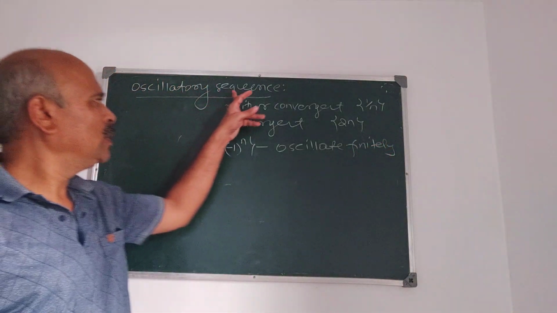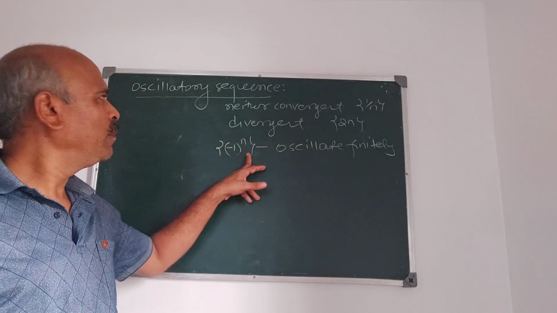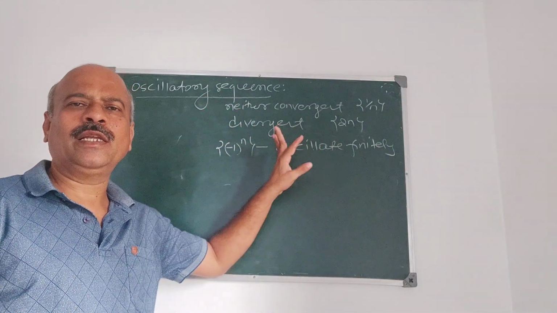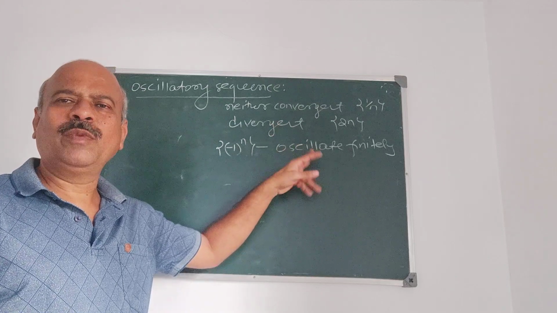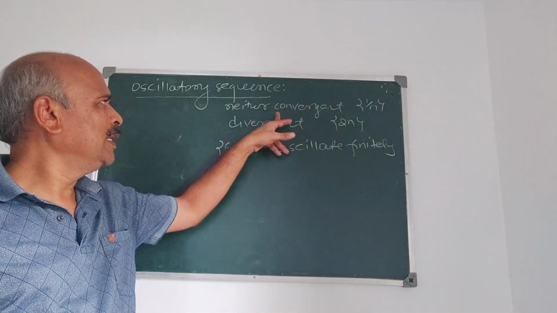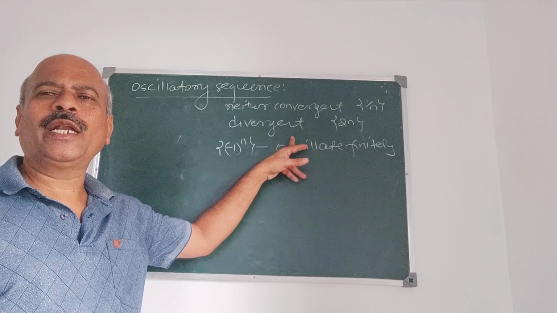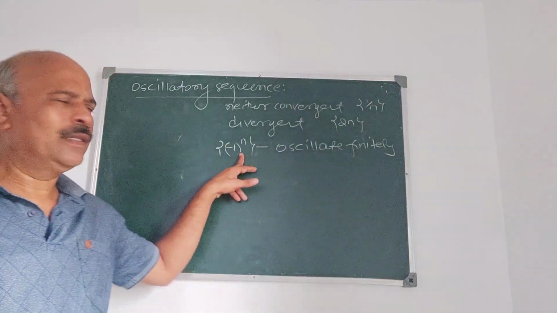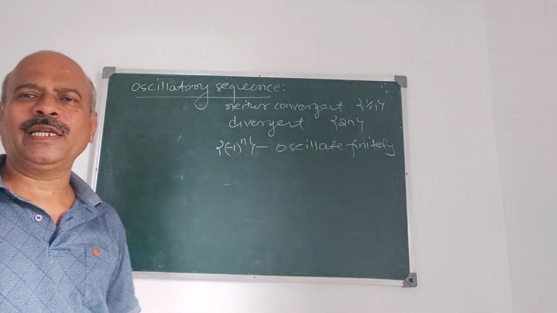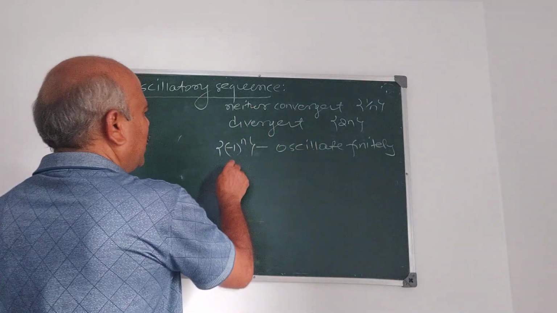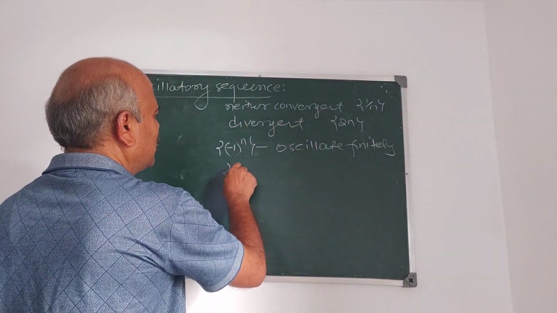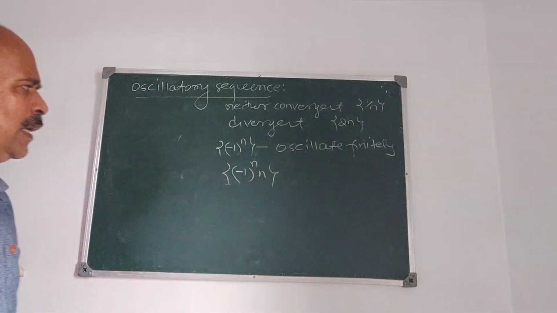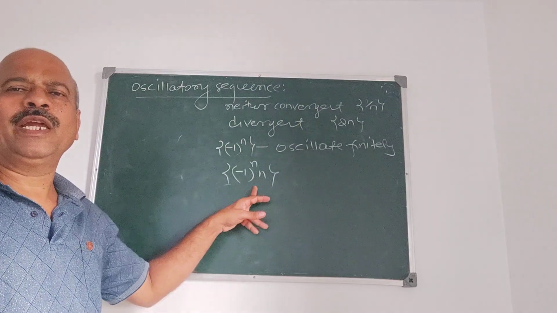A sequence which is bounded and oscillates is said to oscillate finitely. What do you mean by oscillatory sequence? It is neither convergent nor divergent, and additionally it is bounded. Then we say that it oscillates finitely. And an oscillatory sequence is said to oscillate infinitely if it is not bounded.